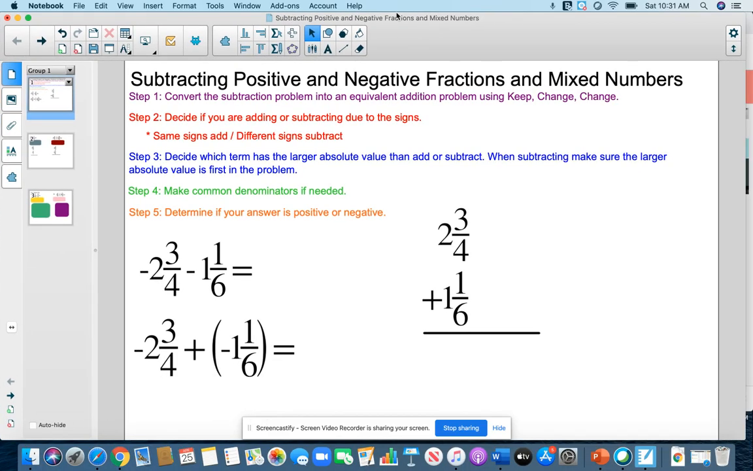Welcome everyone. Today we are going to subtract positive and negative fractions and mixed numbers. So the steps are listed below. Step 1, convert the subtraction problem into an addition problem by keep, change, change.